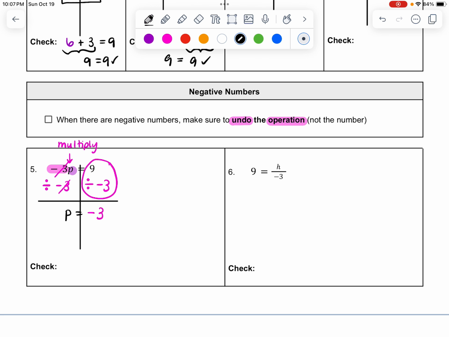For problem number 6, I'm going to start by drawing a vertical line through my equal sign, and then I'm going to look for my variable. My variable is h, and the number that's on the same side as the h is this negative 3. Once again, when there's this little line here, that means division. So the opposite of division would be multiplying by negative 3. On the left-hand side, the 9 multiplied by negative 3 makes negative 27. And on the right-hand side, the negative 3 cancels the division, the negative 3. So all I have left is h, and I'm done.